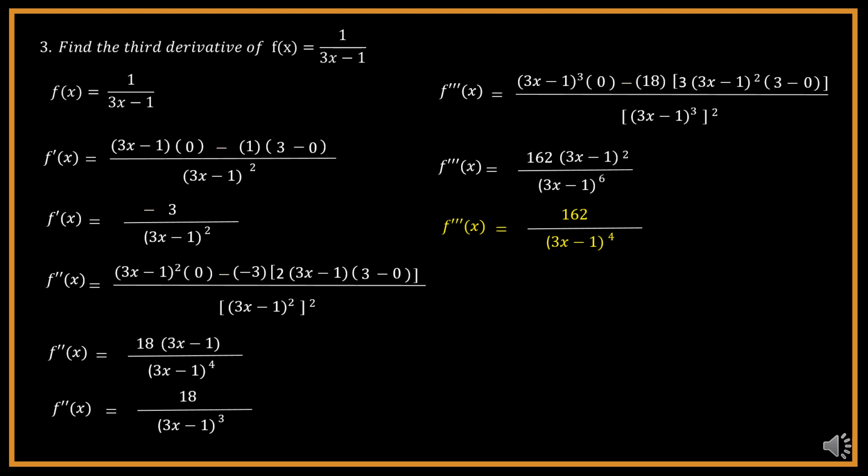Simplify. The third derivative, therefore, is equal to 162 times (3x minus 1) raised to the second power all over (3x minus 1) raised to the third power squared, that becomes (3x minus 1) raised to the sixth power. Therefore, the third derivative of the given function 1 all over 3x minus 1 is equal to 162 all over (3x minus 1) raised to the fourth power.